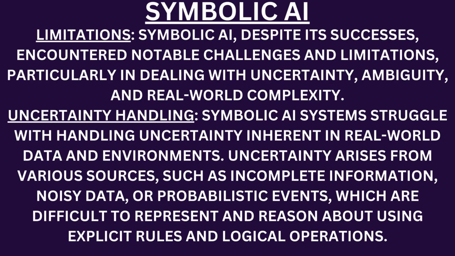Limitations. Symbolic artificial intelligence, despite its successes, encountered notable challenges and limitations, particularly in dealing with uncertainty, ambiguity, and real-world complexity. Uncertainty handling. Symbolic artificial intelligence systems struggle with handling uncertainty inherent in real-world data and environments. Uncertainty arises from various sources such as incomplete information, noisy data, or probabilistic events, which are difficult to represent and reason about using explicit rules and logical operations.